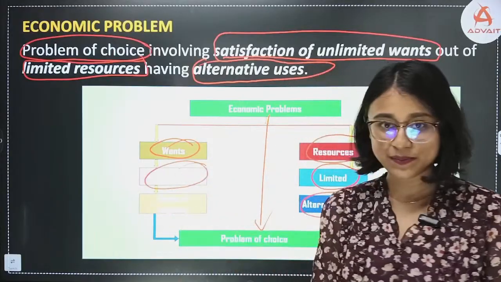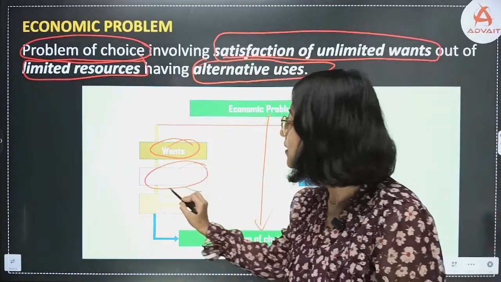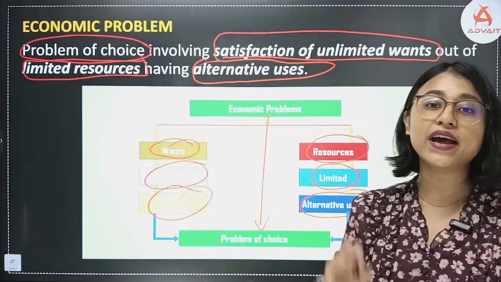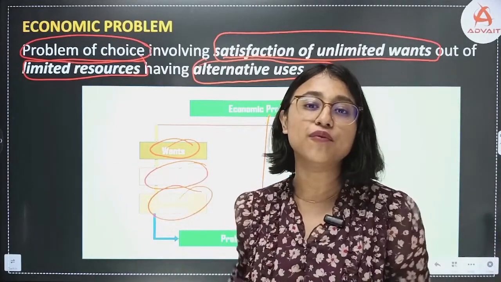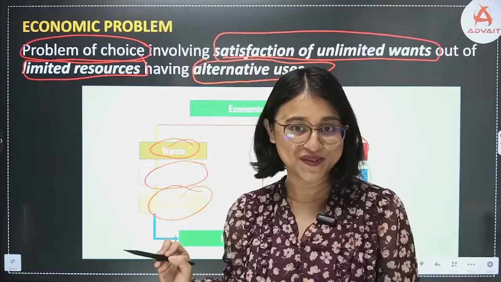Unlimited wants. And because these wants are unlimited, we can only satisfy one want and not all the wants that we want. I hope this is clear.